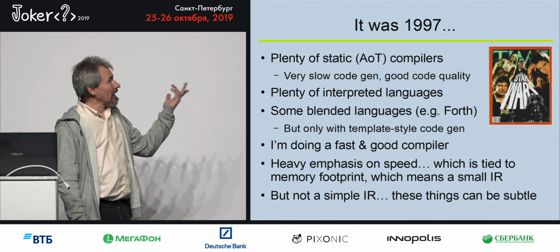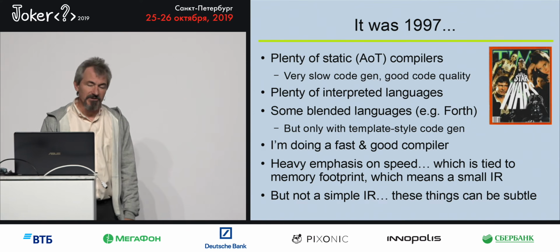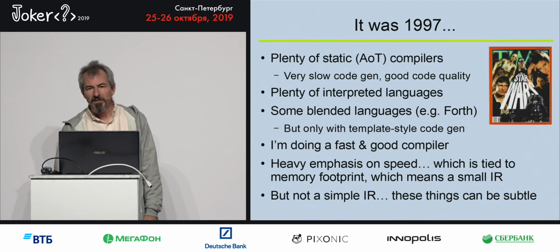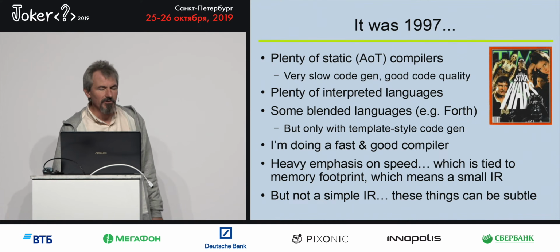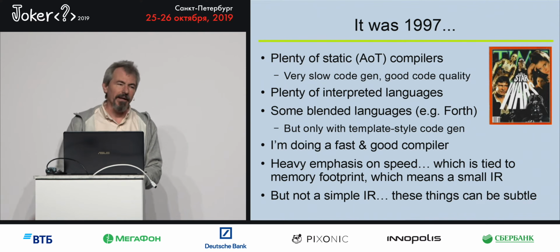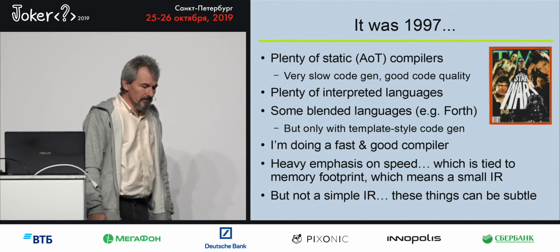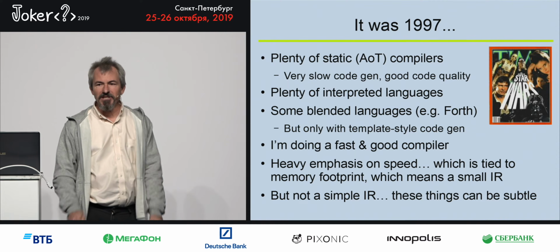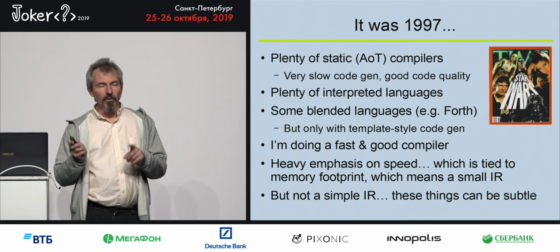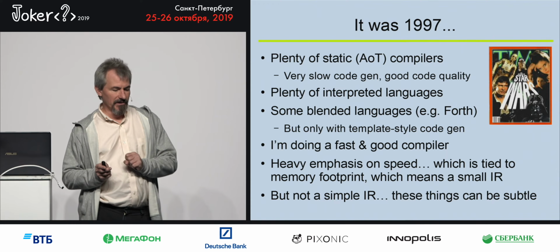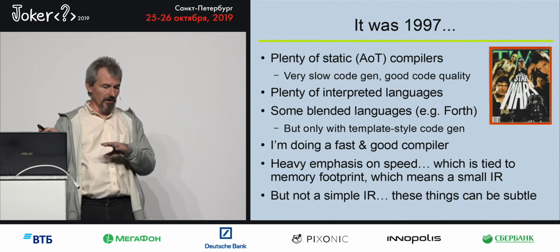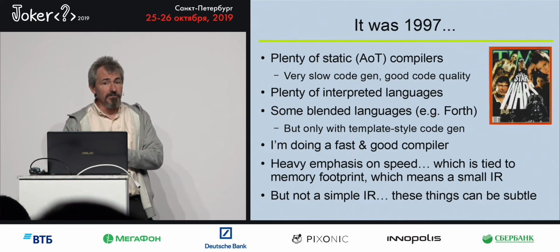There were a lot of interpreted languages, like Python, floating around. There were some blended languages that mixed code generation and interpretation, but typically only with template-style code generation, so a little bit faster than interpreting, a lot slower than a static compiler. But as part of my PhD work, I figured out how to do a fast optimizing compiler. And that was what I wanted to do at Sun, and that was what I was hired to do. So heavy emphasis on fast generating of code, but also pretty good code.